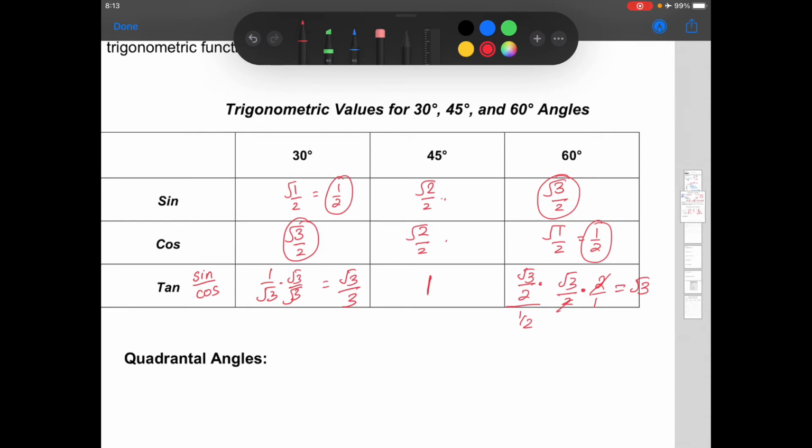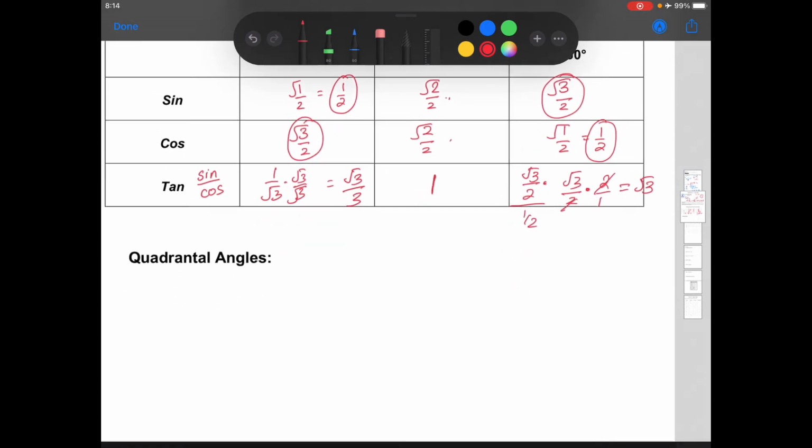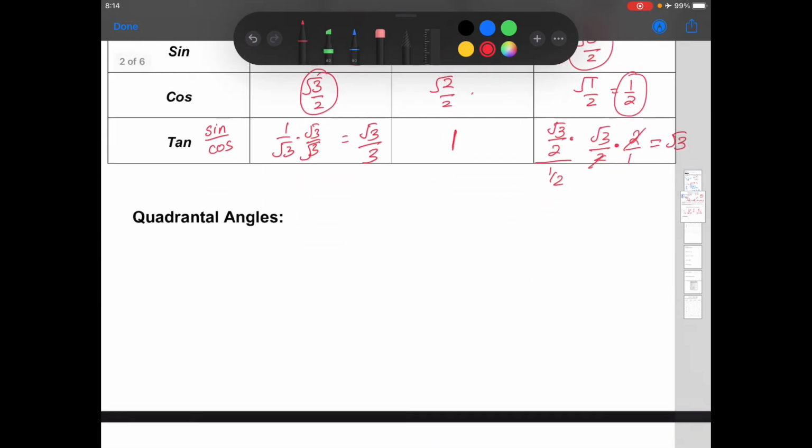So again, this is rad3 over 3, tangent 30, tangent 45 is 1, and tangent 60 is rad3. You can either refer to those triangles if you can draw the triangles and figure it from there, or just work them out. Okay, so quadrantal angles.